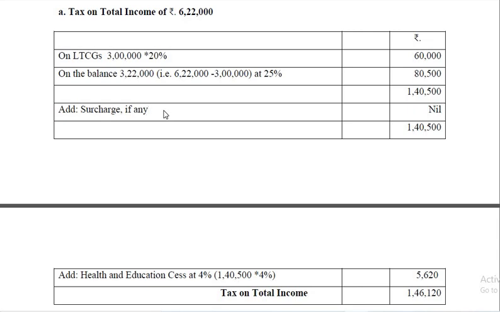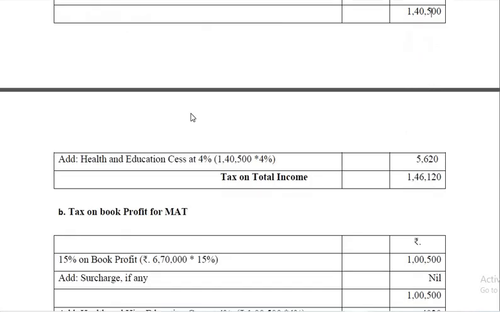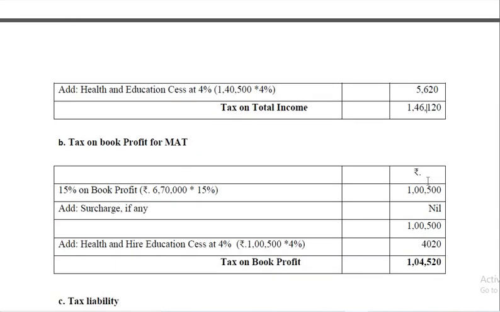If it exceeds 1 crore, surcharge is at the rate of 7% in the case of domestic company and 2% in the case of foreign companies. If it exceeds 10 crore, it is 12% in the case of domestic company and 5% in the case of foreign companies. Here it does not apply, so 1,40,500. On that, health and education cess at 4%. So that comes to 5,620. So the tax on total income is 1,46,150.